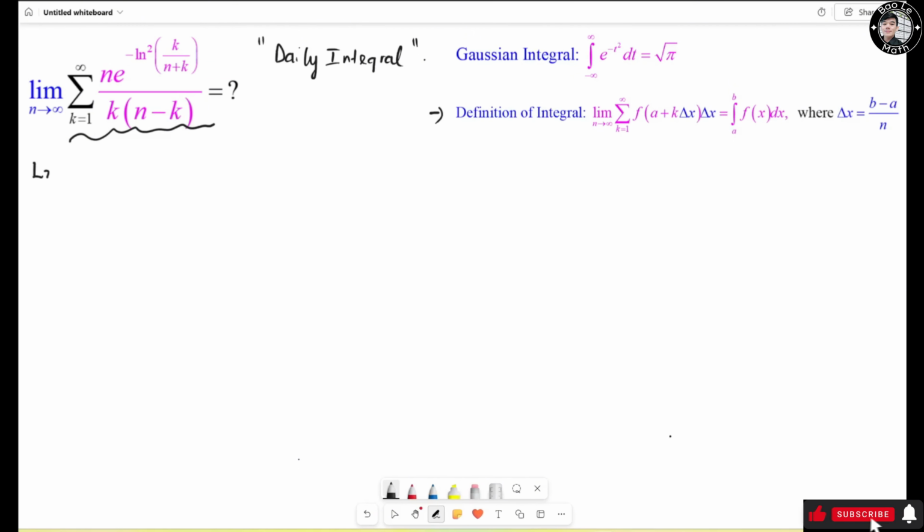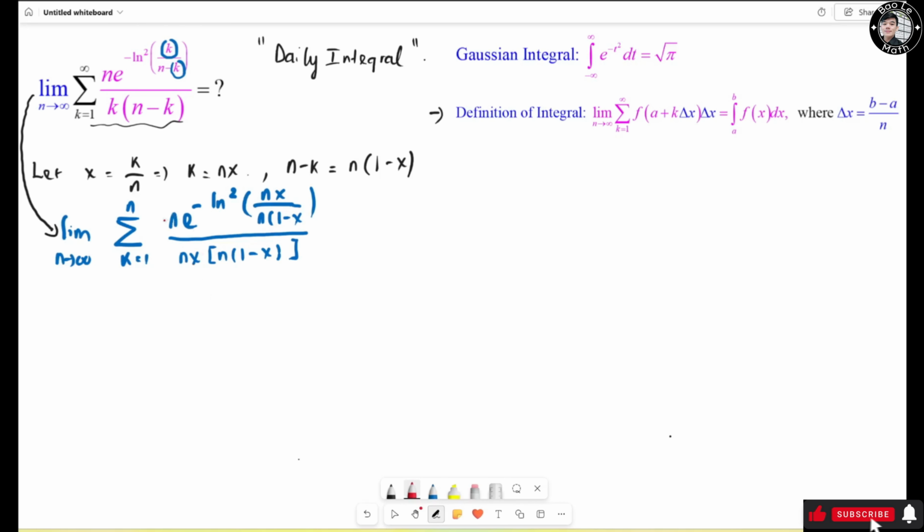So we're going to let s equal k over n. Then k equals n times s, right? So we have n minus k equals n times (1 minus s), right? Now we substitute n times s for k into this original one right here.